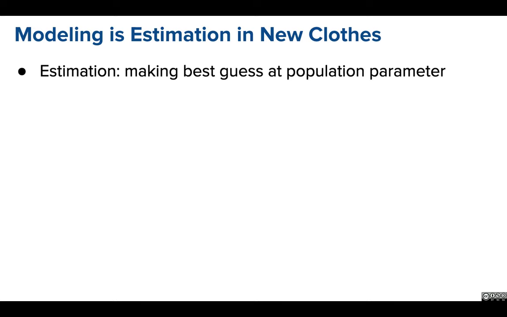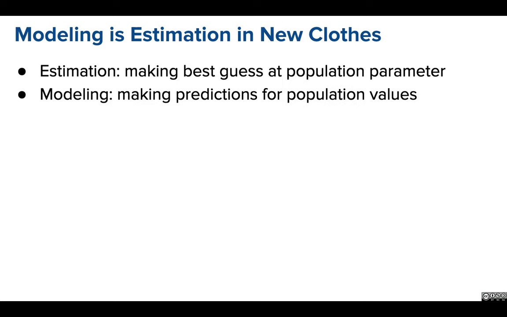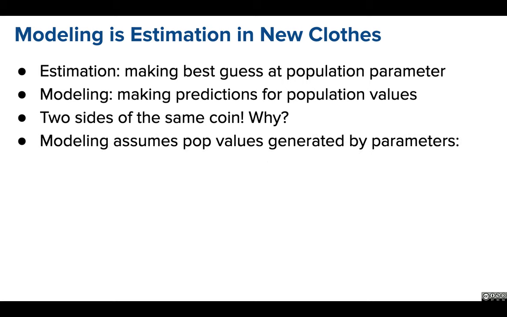So modeling and estimation, you can think of them as two sides of the same coin, right? Estimation is making our best guess at the parameter in the population, while modeling is trying to make predictions. So if I get a new value from the population, what's my best guess as to what that value is? And the reason they are two sides of the same coin is that oftentimes in modeling, we're making some assumption about how the population generates values.